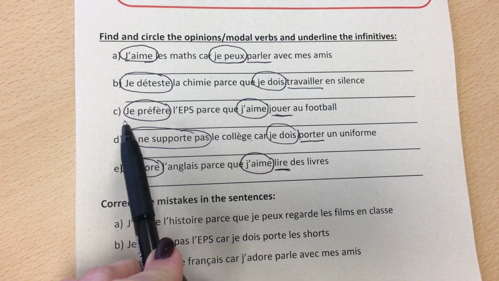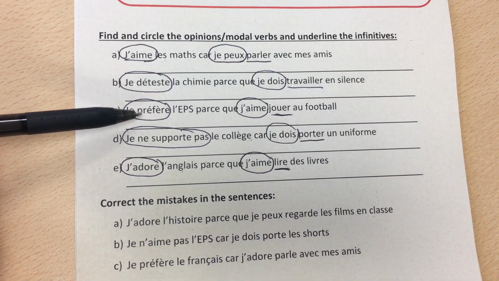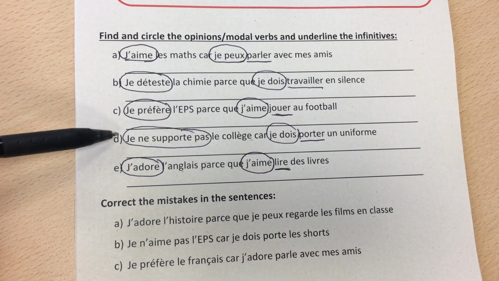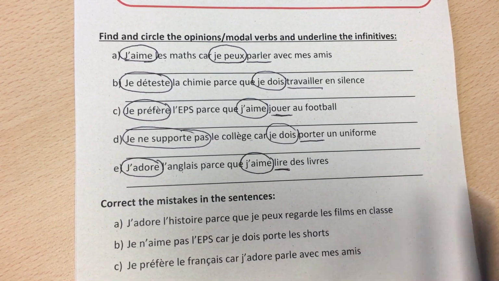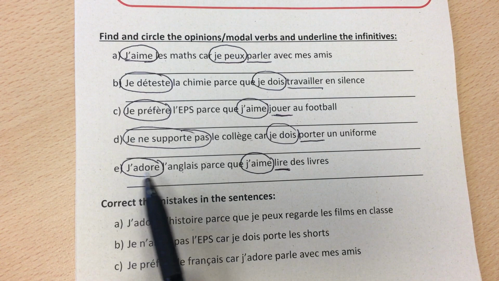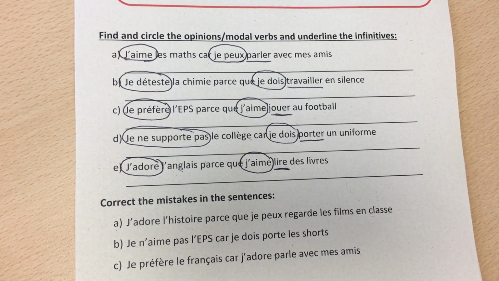Exercise C here, I prefer PE because I like to play football. And hopefully you're starting to see the pattern of how these work now. Exercise D, I can't stand school because I must wear a uniform. And finally, I love English because I like to read books.